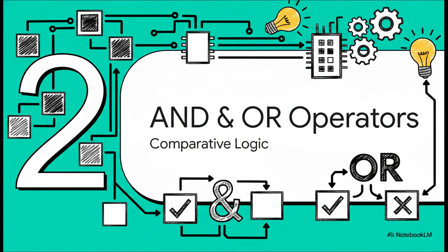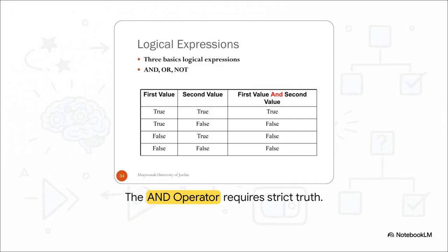Moving right along to Section 2, the and, or operators. Let's see exactly how these gatekeepers make decisions. What's really interesting about this slide is the absolute strictness of the and operator. It requires perfection. If the first value is true and the second value is true, the result is true. But notice what happens the moment any false enters the mix. True and false, that's false. False and true, false. False and false, still false. With an and operator, every single condition must be met.